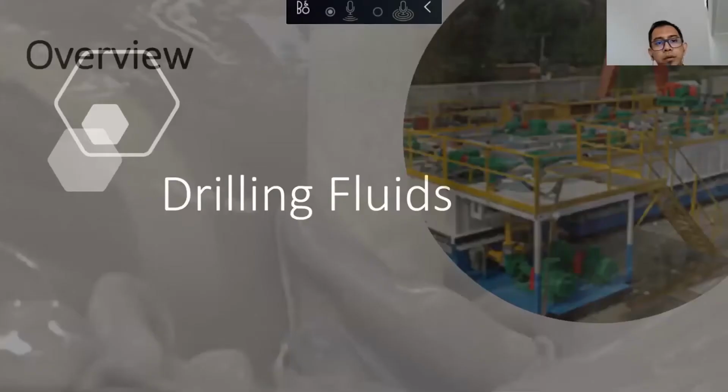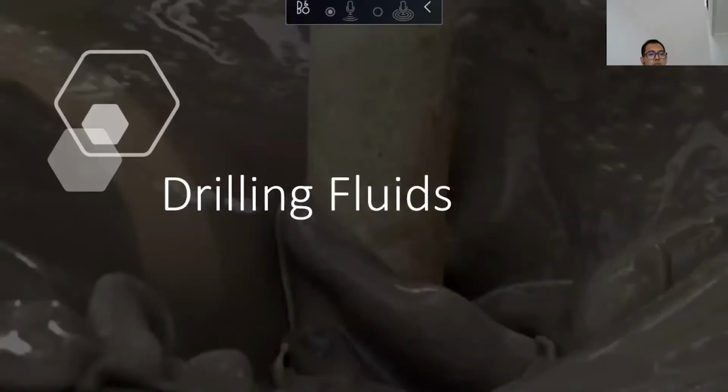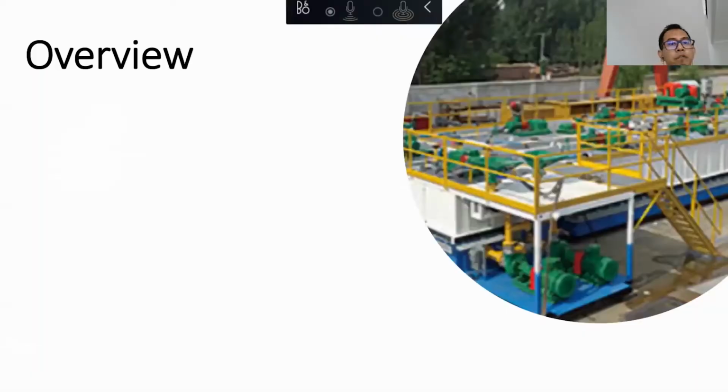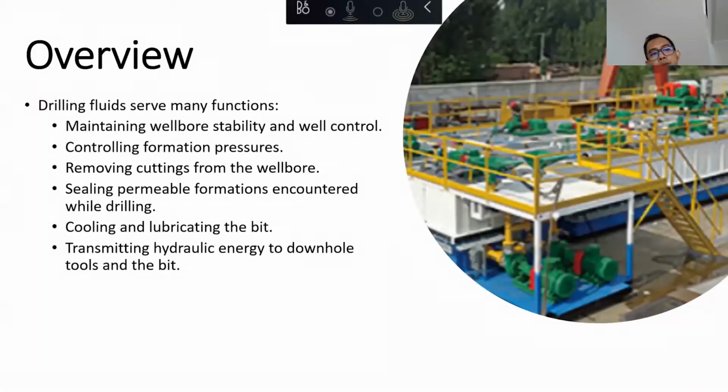This is the second chapter before we end: drilling fluids. Drilling fluids serve many functions: maintain wellbore stability and well control, controlling the formation pressures, remove cuttings from the wellbore, seal the permeable formations encountered while drilling by creating the mud cake, cool and lubricate the bit, and transmit the hydraulic energy to downhole tools and the bit.